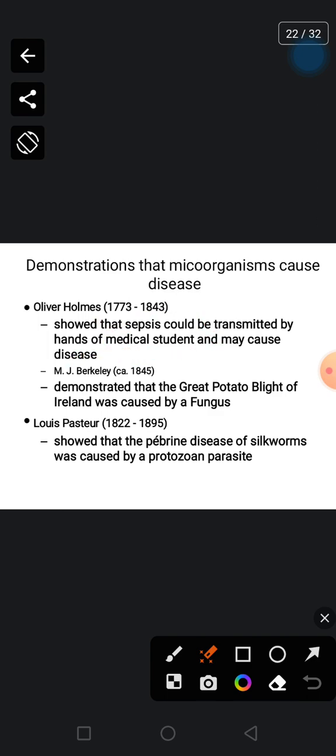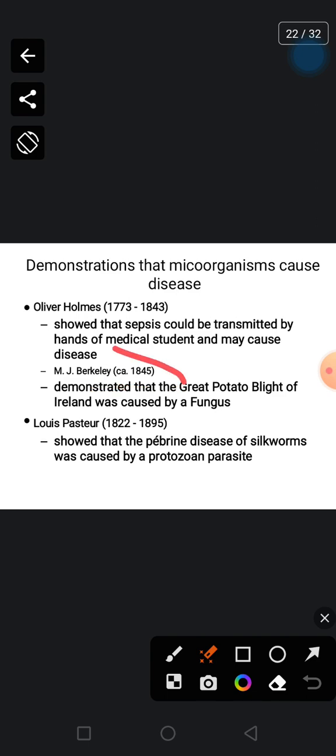He said that in early days medical students didn't sterilize their hands, so due to this, the disease from one person can be transferred to a healthy person. So he showed how this disease is transmitted.